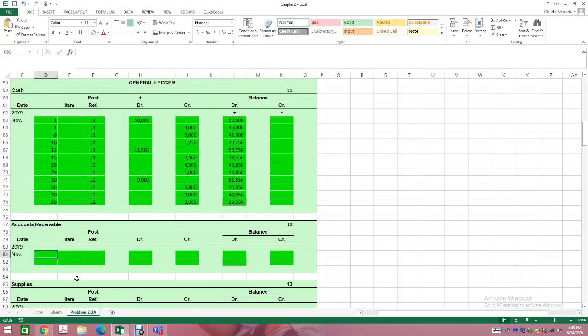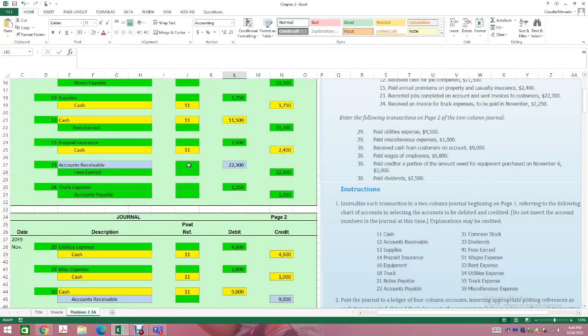So the first transaction that we had happened on November the 23rd. We're going to leave the item blank. And that happened on journal page 1. And we had a debit of $22,300. Therefore, that's what my balance is going to be. Then I'm going to go back and enter my account number 12 right here to show me that I've already posted it into my ledger.